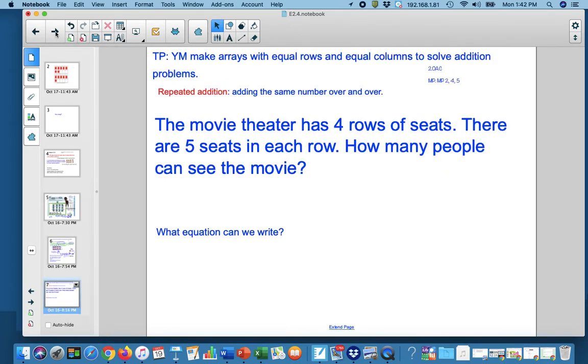See if you could solve this one. Press pause after I read it so that you can try. The movie theater has 4 rows of seats. There are 5 seats in each row. How many people can see the movie? Draw to show how you could solve this and write an equation. Press pause.